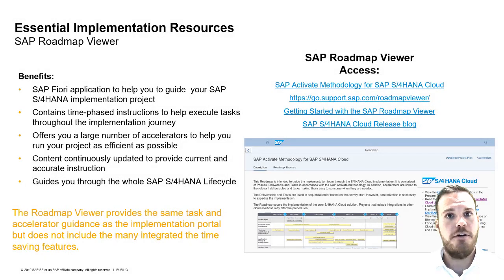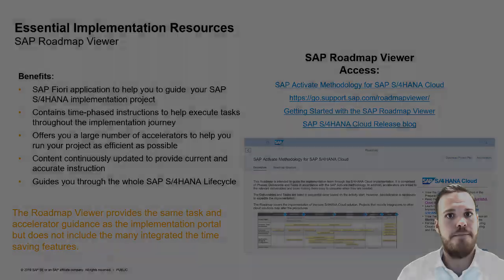So let's have a look at all the resources. The Roadmap Viewer visualizes all the tasks which are in the Activate methodology. These are structured, and on every phase you will see the steps you need to take to ensure project success. And here you will find all the accelerators which help you to go quickly through all the phases.